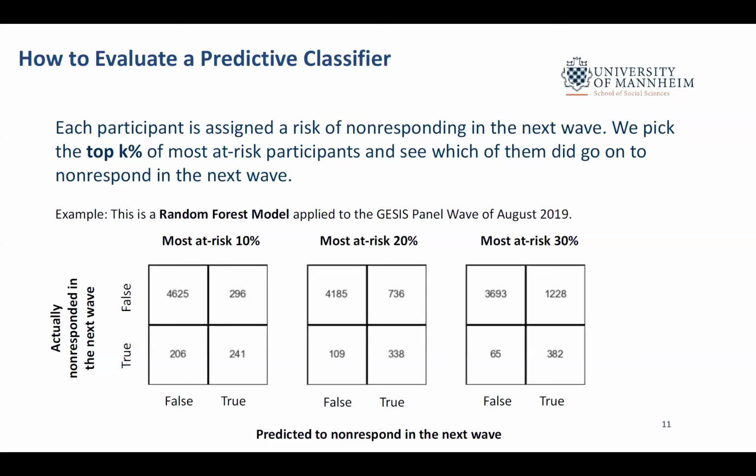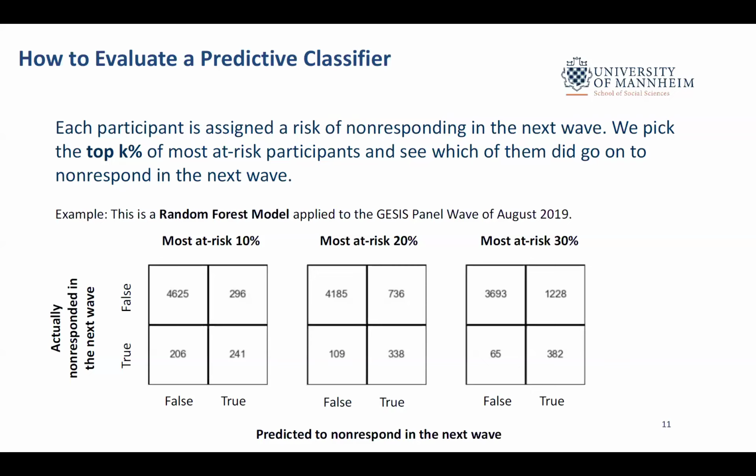And then our final number in this confusion matrix, 296, these are the people who we said we think they're going to non-respond in the next wave. They're at risk, but actually they would have responded whether we had done nothing or not. So if we had targeted them with interventions, that would have been a waste of resources. Now, if these numbers don't look very good, we're missing a lot of people. We're distributing a lot of incentives to people who didn't need to be targeted.